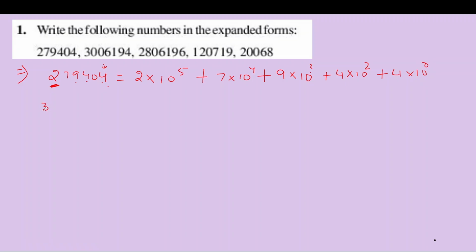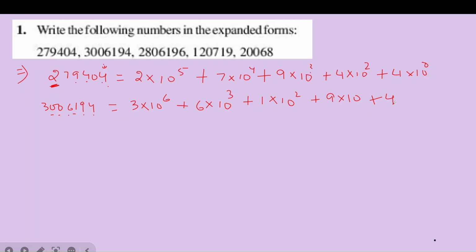Next is 300619 4. Start with the first 3 times. How many digits? 1, 2, 3, 4, 5, 6. Then we will ignore the next two zeros, directly jumping to 6 times 10 raised to the power 3, 1 times 10 raised to the power 2, 9 times 10 raised to the power 1. You do not have to write 1. And plus 4, you can leave it as 4 or you can put 10 raised to the power 0 also.